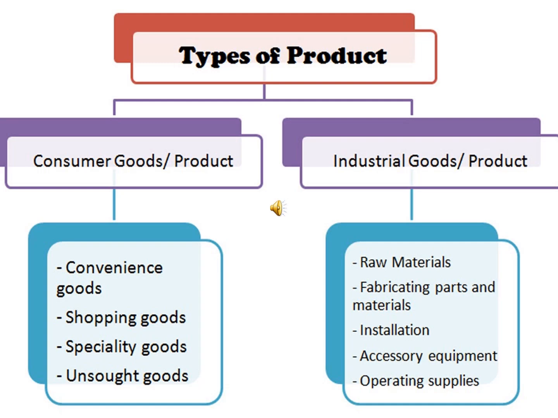Now let's move on to specialty products. These are products that have unique characteristics or brand identification, for which a significant group of buyers is willing to make special efforts to purchase, such as luxury cars, high-end electronics, designer apparel. They have high brand loyalty, they are high cost, and they are not frequently purchased. So such specialty goods are purchased with special efforts from the buyers.